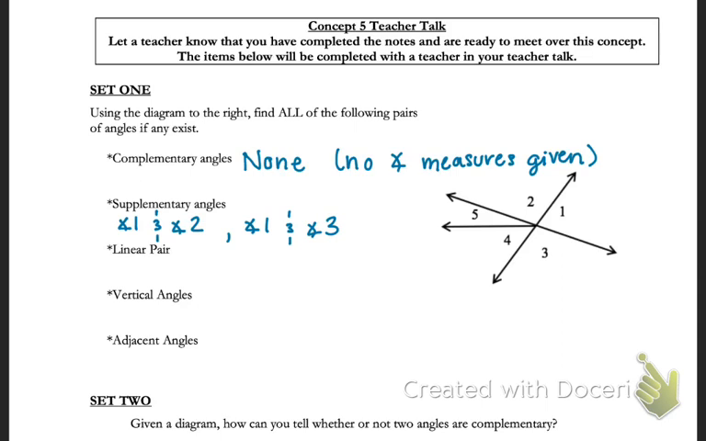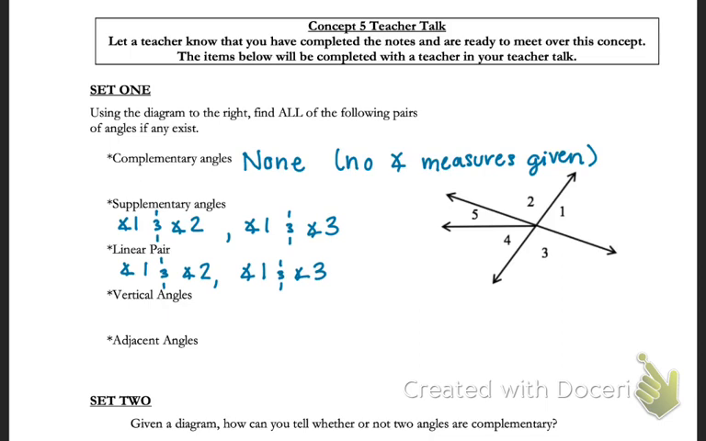Linear pairs are going to be supplementary angles that do form a line. So supplementary angles are just two angles that add to 180, whereas a linear pair are two angles that have to be adjacent and add to 180. So in this case of our diagram, it's going to be the same answer.